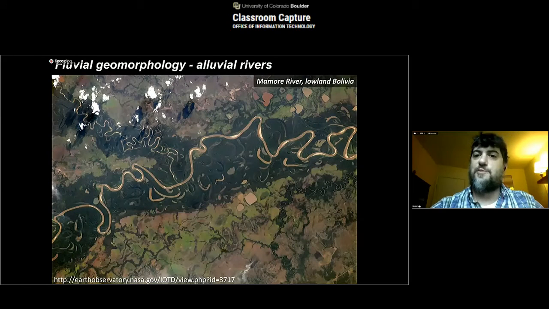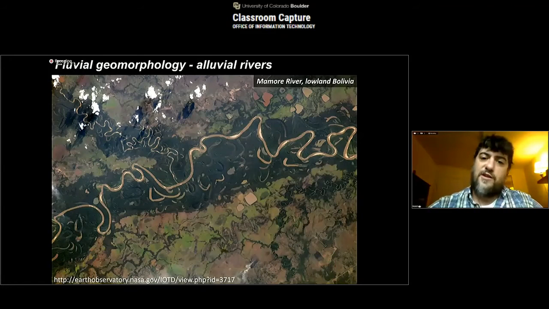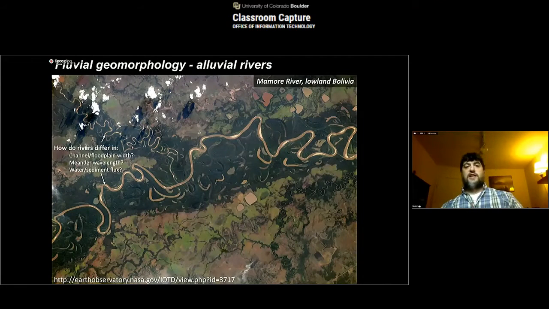This is a really dramatic example from the Mamoré River in lowland Bolivia. It's a meandering channel. You can see active meanders and bars. And one of the things that a geomorphologist would see when they look at this is, wow, there's something that must be controlling the scale of these meander bends and the width of these channels. So you can think about how, again, the morphology may be encoding information about the meander wavelength, the water and sediment flux, and the floodplain width.